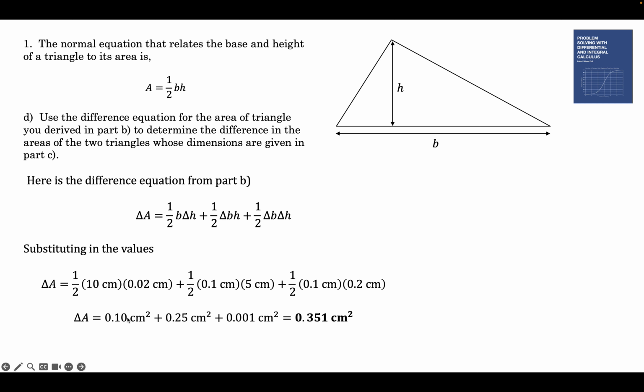There's 0.1, 0.25, 0.001. This is the nonlinear term. It has two deltas in it, delta B and delta H. These are the linear terms, delta B and delta H. And if we add those three up, we get 0.351 square centimeters, which is the same answer we got by using the normal equation twice and subtracting the area. That's problem 1.